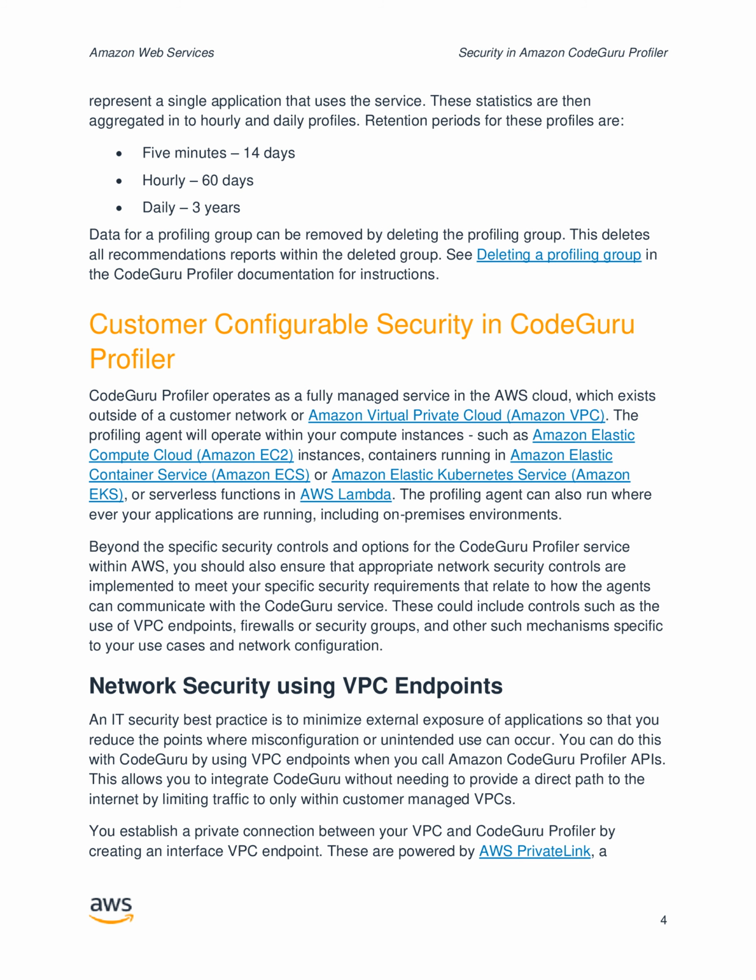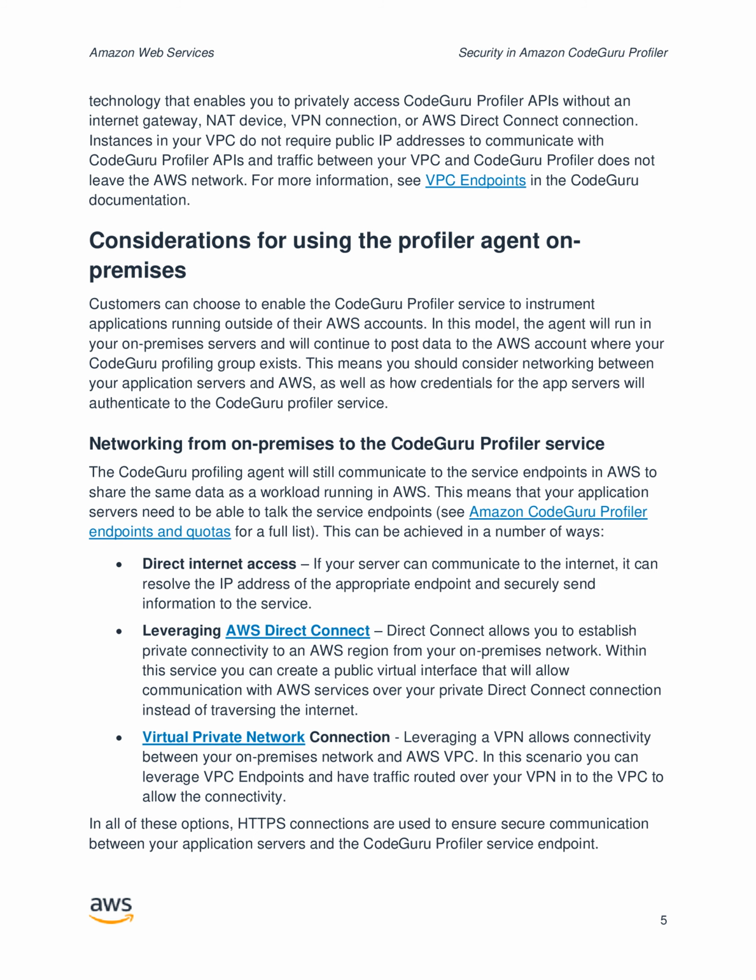You establish a private connection between your VPC and CodeGuru Profiler by creating an interface VPC endpoint. These are powered by AWS PrivateLink, a technology that enables you to privately access CodeGuru Profiler APIs without an internet gateway, NAT device, VPN connection, or AWS Direct Connect connection. Instances in your VPC do not require public IP addresses to communicate with CodeGuru Profiler APIs, and traffic between your VPC and CodeGuru Profiler does not leave the AWS network. For more information, see VPC endpoints in the CodeGuru documentation.